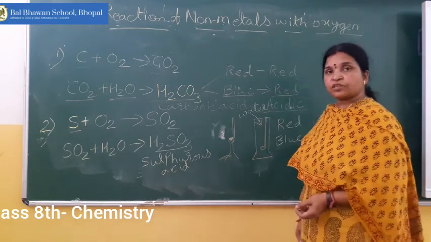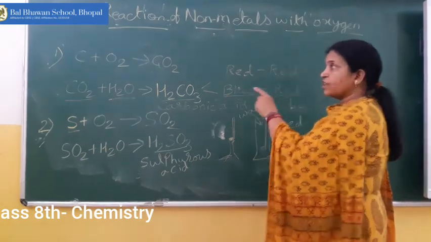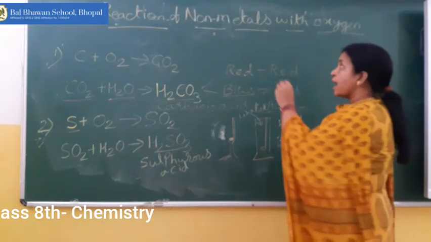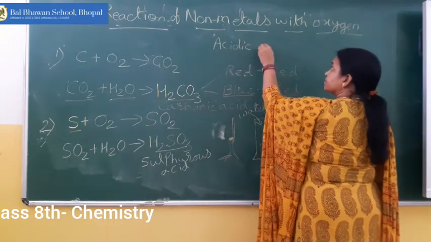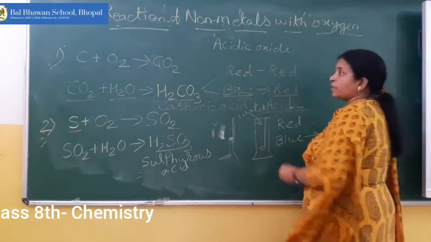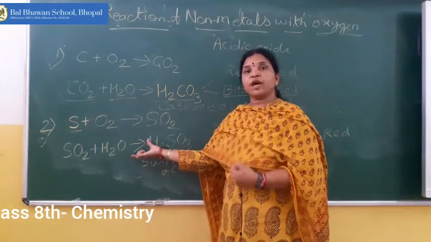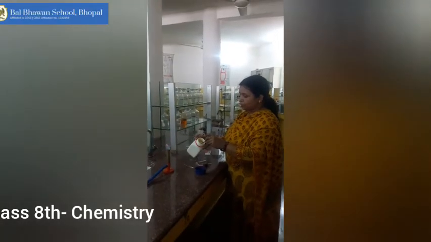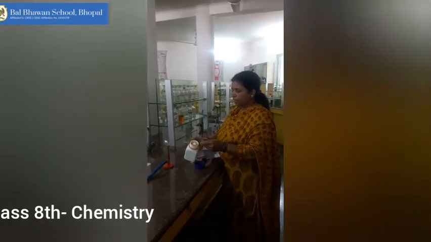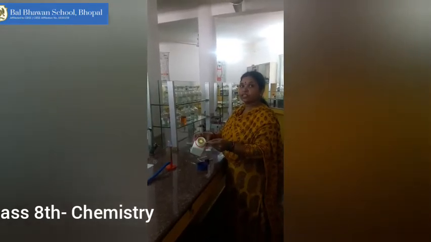From these two reactions, children, can we conclude that when non-metals react with oxygen, they produce acidic oxides? Let us perform this activity of sulfur and try to understand it in a better way. So students, we are now going to find out what happens when non-metal reacts with oxygen. This is sulfur powder. As you know, it is a non-metal.